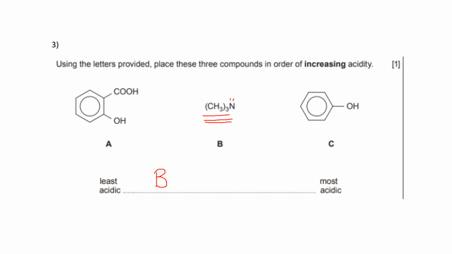And then you've got A and C. Now A has a carboxylic acid group and a phenol group, whereas C only has the phenol group. And the carboxylic acid is more acidic than the phenol, so therefore A would be the most acidic. Phenol is ever so slightly acidic, but not so much, whereas a carboxylic acid group is even more acidic again. So the carboxylic acid would be more acidic than the phenol, and that's due to the stability of the carboxylate ion that forms.